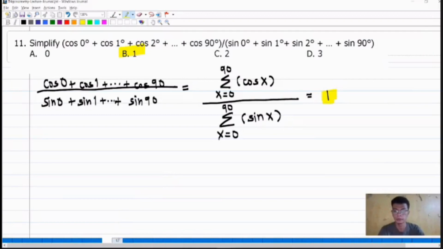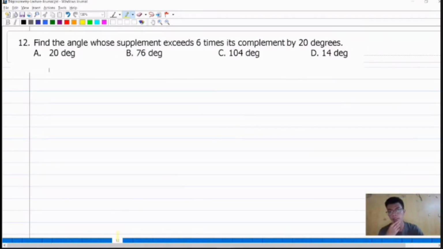Number 12. Find the angle whose supplement exceeds 6 times its complement by 20 degrees. So ito naman yung mga terms natin. So for example, this is the angle. So the theta is the angle.